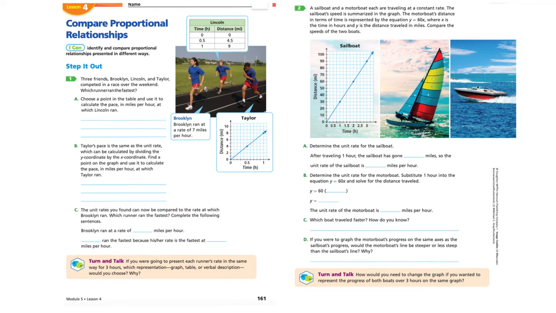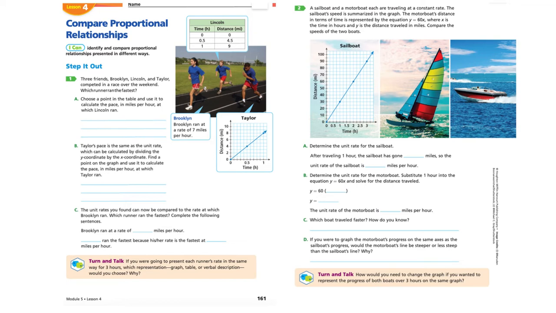All right, let's look at number 2. A sailboat and a motorboat each are traveling at a constant rate. The sailboat speed is summarized by the graph. So here's the graph of the sailboat speed. Time here, distance here. The motorboat's distance in terms of time is represented by this equation. So they're giving you two different ways of representing information. y = 60x, where x is the time in hours and y is the distance traveled in miles.